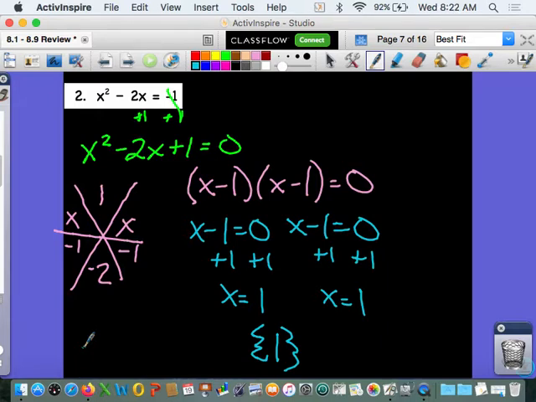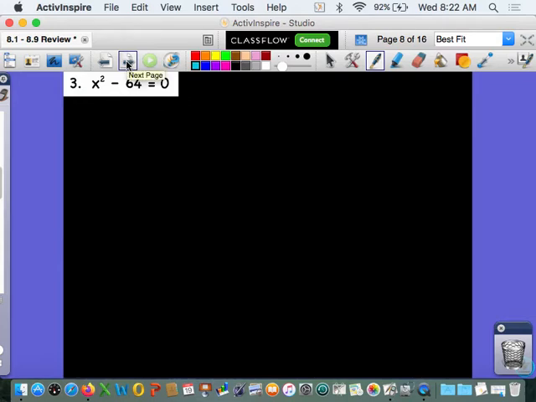Questions on number 2? Everybody still writing? Okay. Number 3. What do I do here? I could factor the difference of squares, or I could notice that there's no b value and use what? Square root method, right? If you want to factor this difference of squares, completely fine. Square root method, no b value, so what do I do?